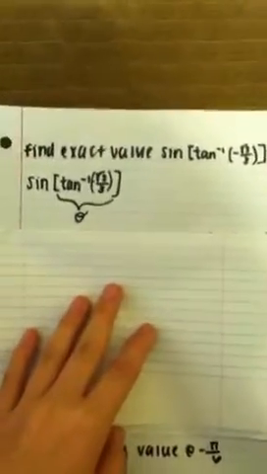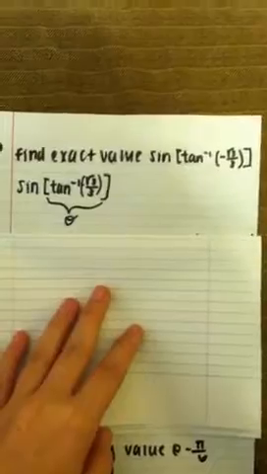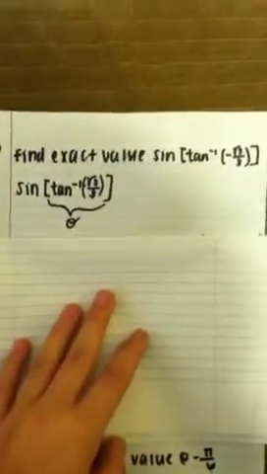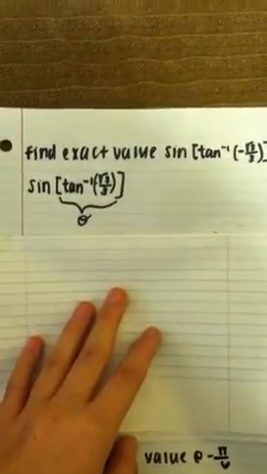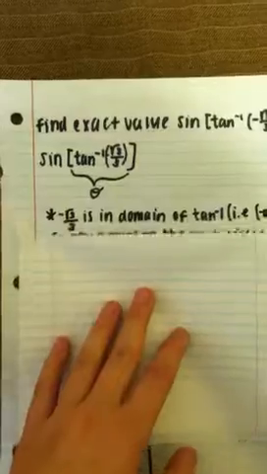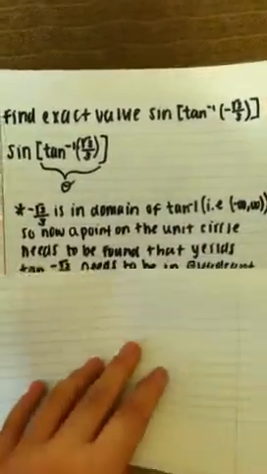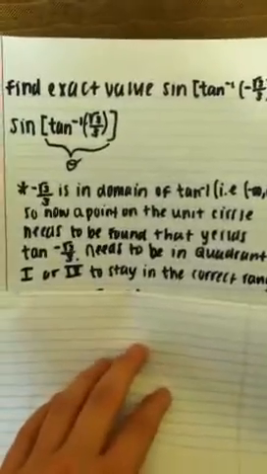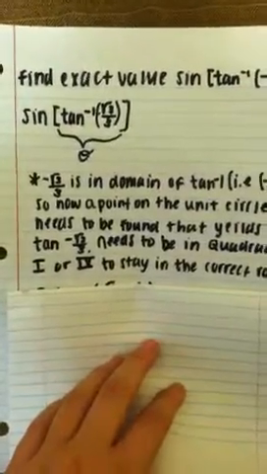Find the exact value of the sine of the inverse tangent of negative square root 3 over 3. We can treat the inverse tangent of negative square root 3 over 3 as theta, so we need to figure out that one first. Negative square root 3 over 3 is in the domain of inverse tangent, which is negative infinity to positive infinity, so basically any point is in that.